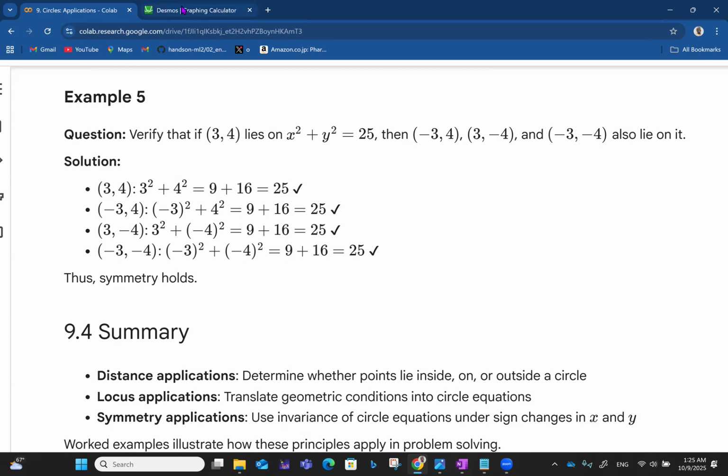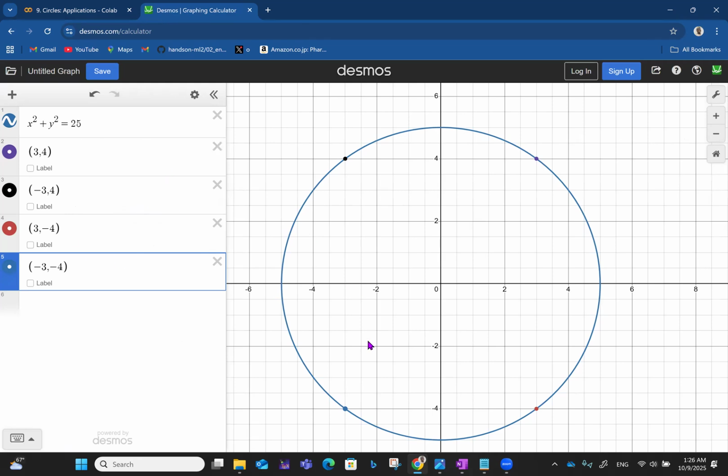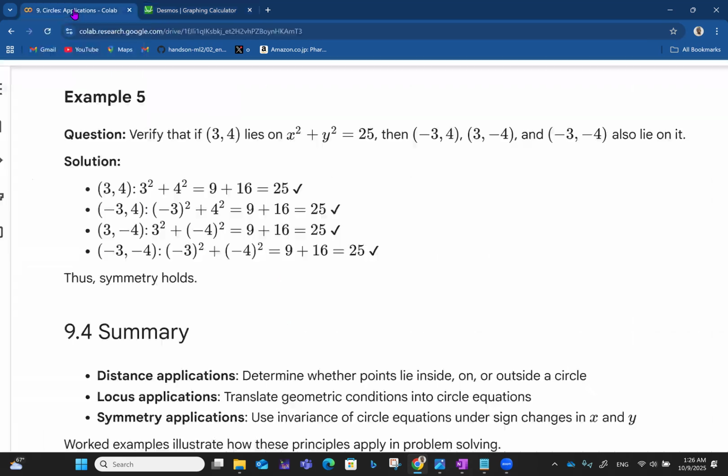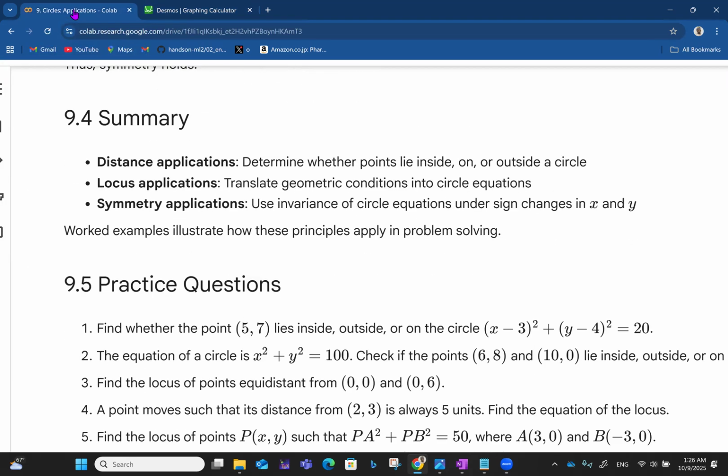So that symmetry holds. And that's exactly what I showed here previously on this graph. Once you find a point on a circle, change the signs anyhow you like. But as long as you fix those values, it will always be found on the circle.